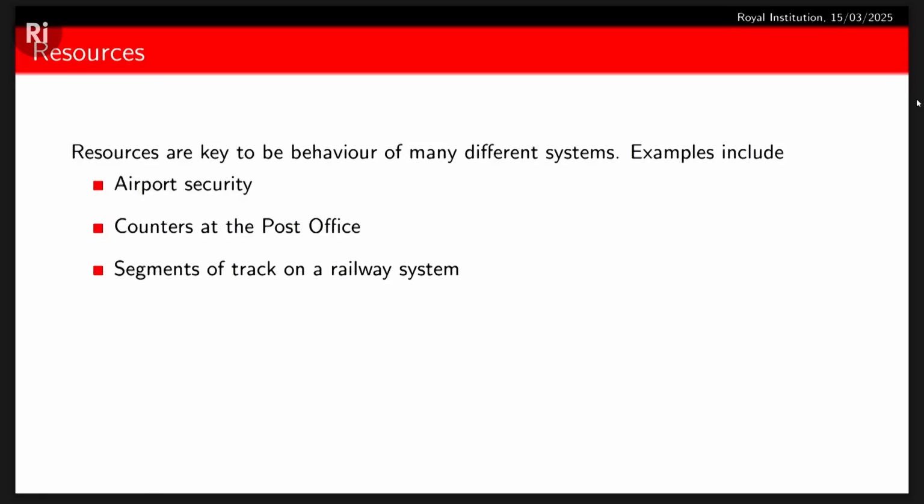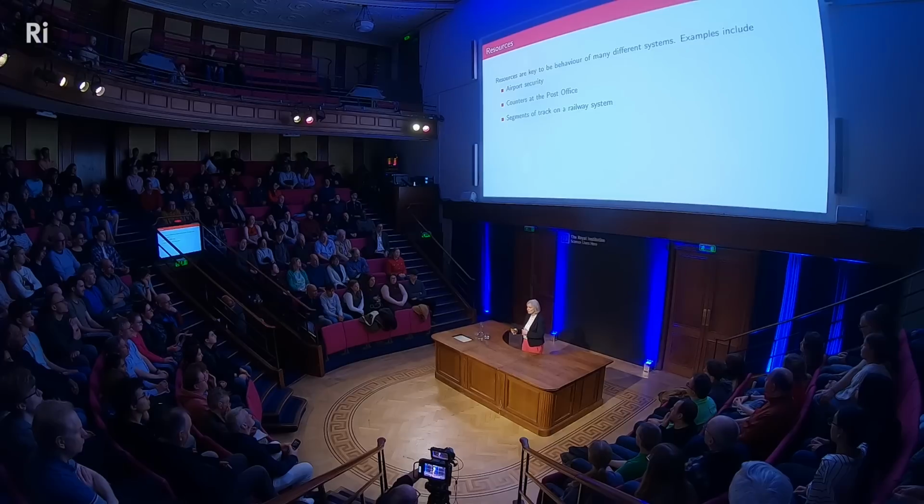So resources are key when we look at how systems behave. So, for example, when you go through airport security, another situation where you queue, there are a number of different resources there. You're waiting for your time to get your basket to put in your belongings, and then you need to go through the scanner, and your things need to go through the scanner, and then you pick them up, and you might have to wait for something. The counters we've already mentioned at the post office.